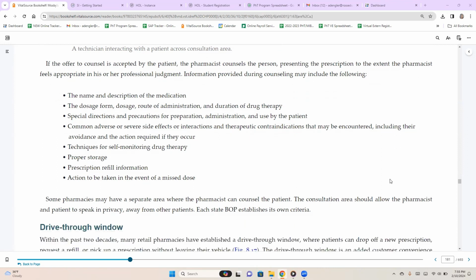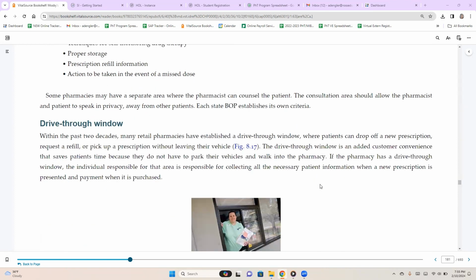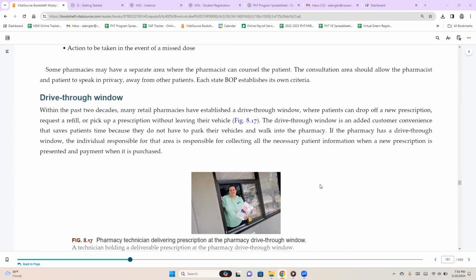Information provided during counseling may include the following: the name and description of the medication, the dosage form, dosage, route of administration, and duration of drug therapy, special directions, precautions, and preparation, administration, and use by the patient, proper storage, techniques for self-monitoring drug therapy, actions to be taken in the event of a missed dose.